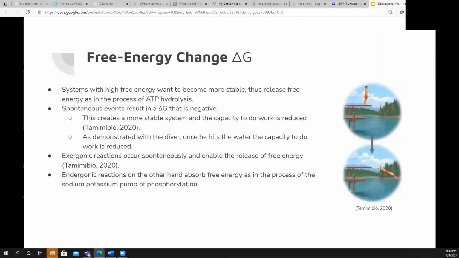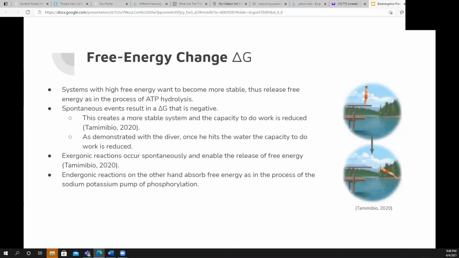How is this so? Think about the diver jumping off the diving board as a spontaneous event. Initially, the capacity to do work is there, but once he hits the water, this capacity is reduced. Thus, as depicted on the previous slide, free energy change is calculated by the difference between the final state and initial state of free energy. Since the initial state of free energy has a higher capacity to do work, the end result will be negative after the energy has been exerted.